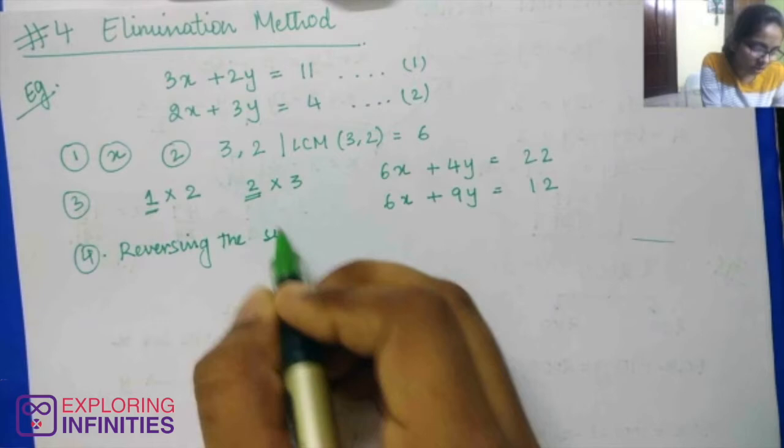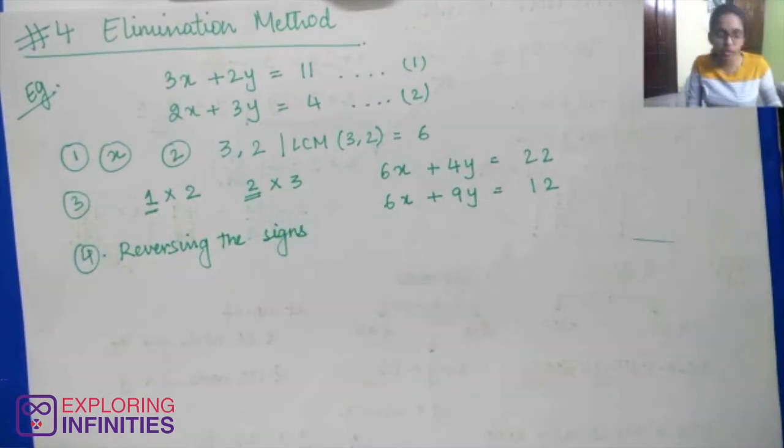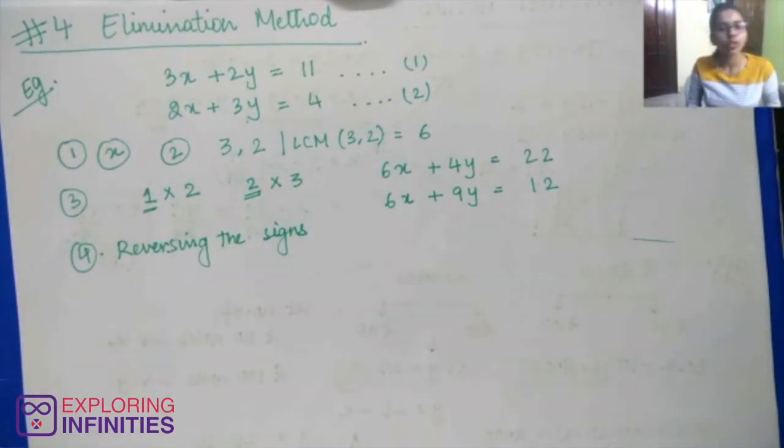Okay, so this is the most important step which you actually have to be careful about, because you can make mistakes while reversing the sign. So how do you exactly eliminate a thing? Probably with opposite signs, right? One will be plus and the other will be minus.